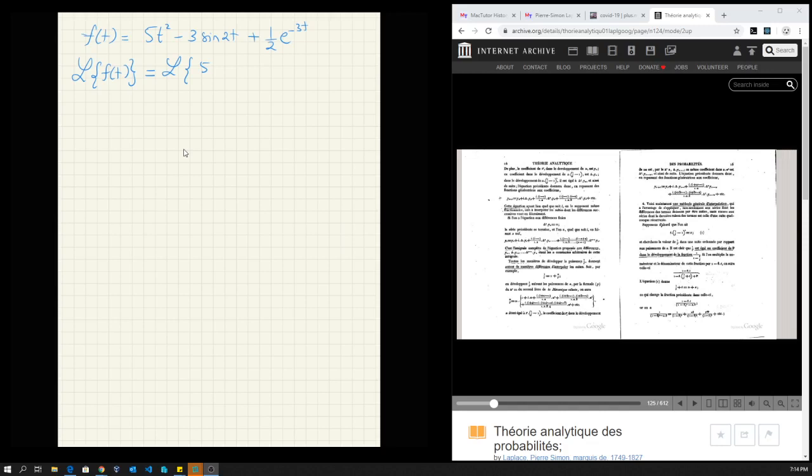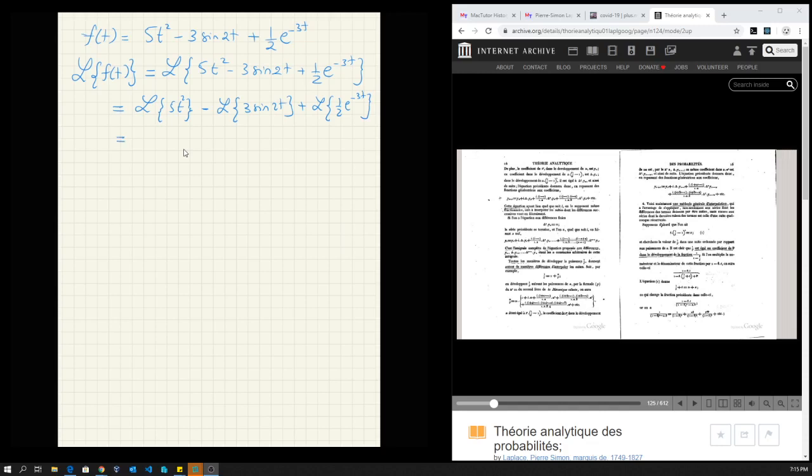All right, so Laplace of this, 5t squared minus 3 sine 2t plus 1/2 e to the negative 3t. I can use linearity. Linearity tells me I can write this as Laplace of 5t squared minus Laplace of 3 sine 2t plus Laplace of 1/2 e to the negative 3t. So I basically applied the fact that I can split it over a sum or a difference.